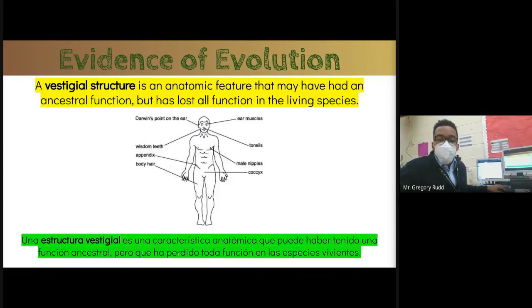Another part of comparative anatomy are vestigial structures. So we had homologous structures, and we also have vestigial structures. A vestigial structure is an anatomic feature that may have had some ancestral function, but it has lost all function in the living species.